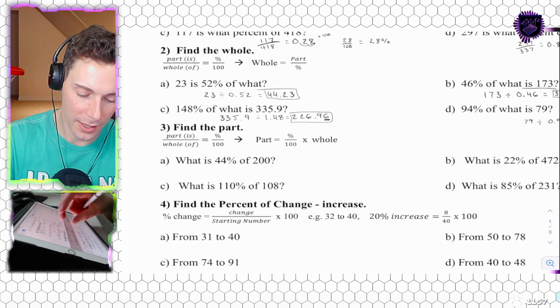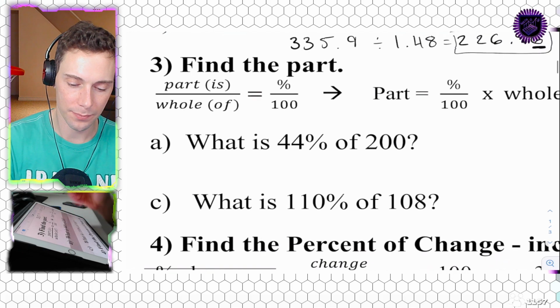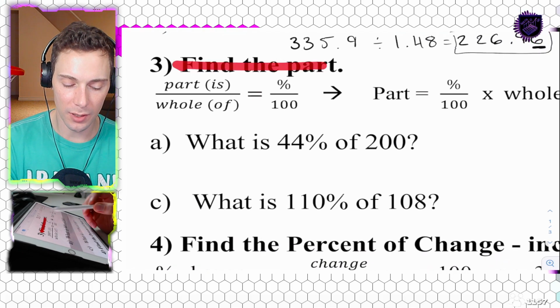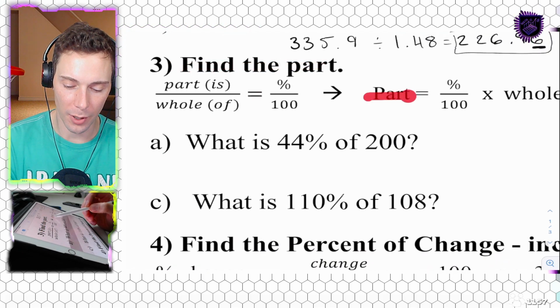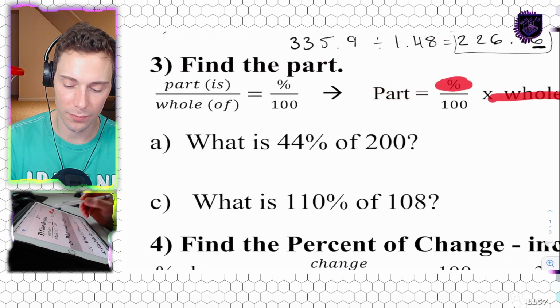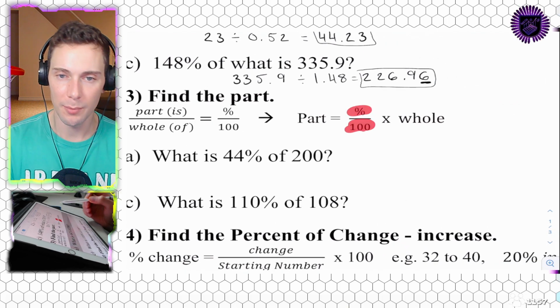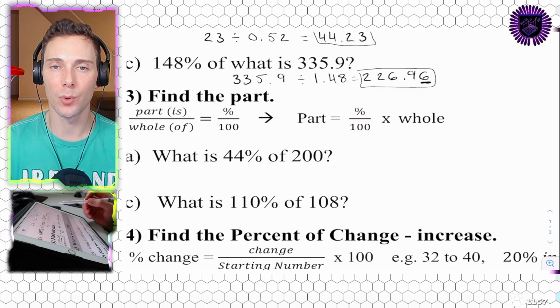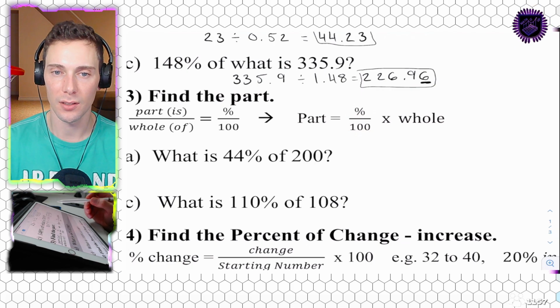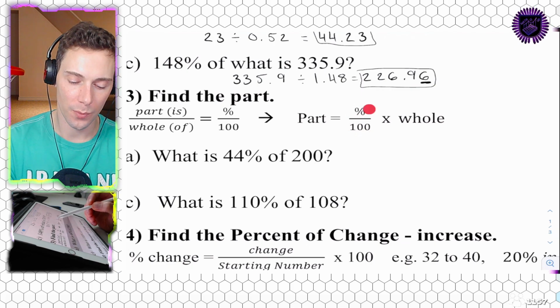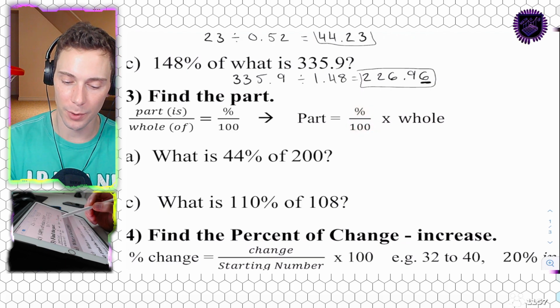Okay, find the part. So now it's going to give you the whole, and it'll give you the percentage, and we're looking for the part. So again, I have this percentage over 100 because I want you to use the decimal form of the percent. So whatever the percentage is, divided by 100 to turn it into a decimal, multiply it by the whole.